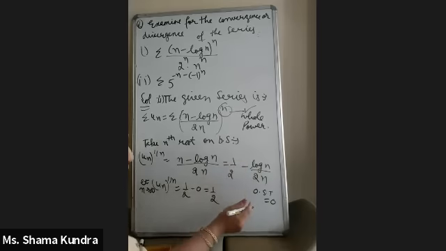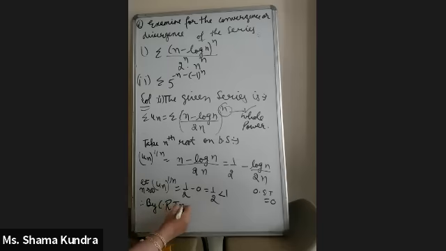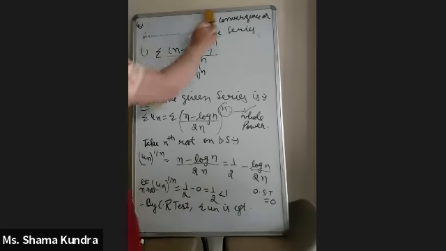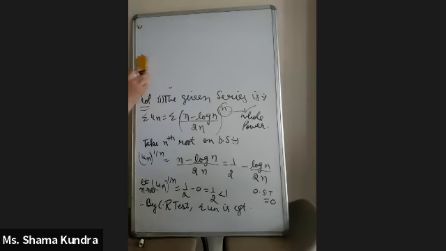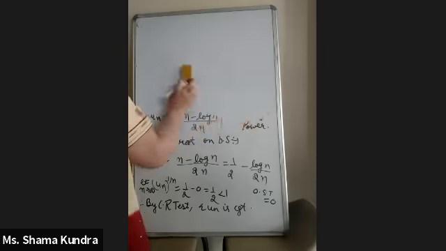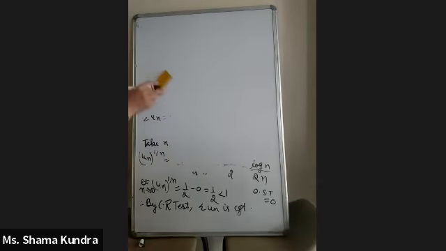Log infinity is not defined. So 1 over infinity is 0. 0 into something is 0. 1 by 2 is less than 1. Therefore, by Cauchy's root test, series u_n is convergent. Now see the second part of the question. Very easy.